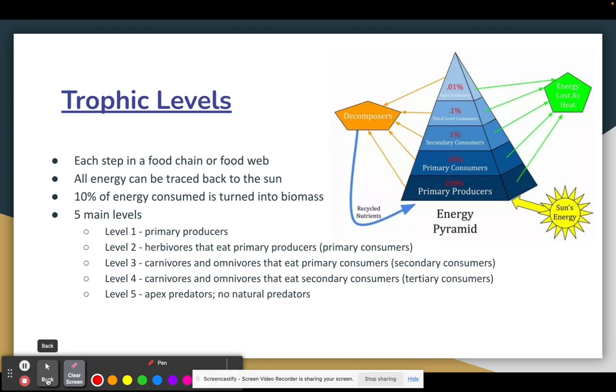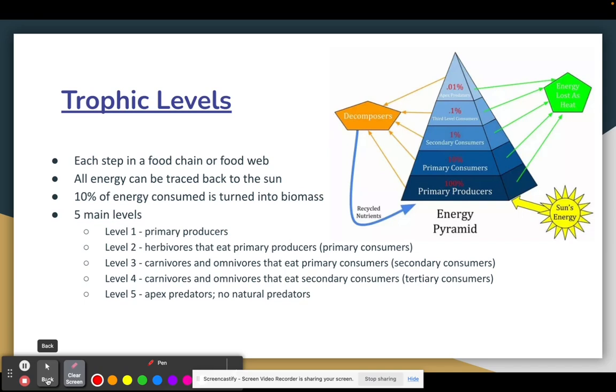Now, remember, all of these organisms, when they die, all of that energy, and even their waste as well, is broken down by the decomposers. And some of you may be wondering, well, where does all that energy go? Well, a lot of that energy from one level to the next, the reason why only 10% can be converted as biomass is because a lot of the energy is lost in heat.